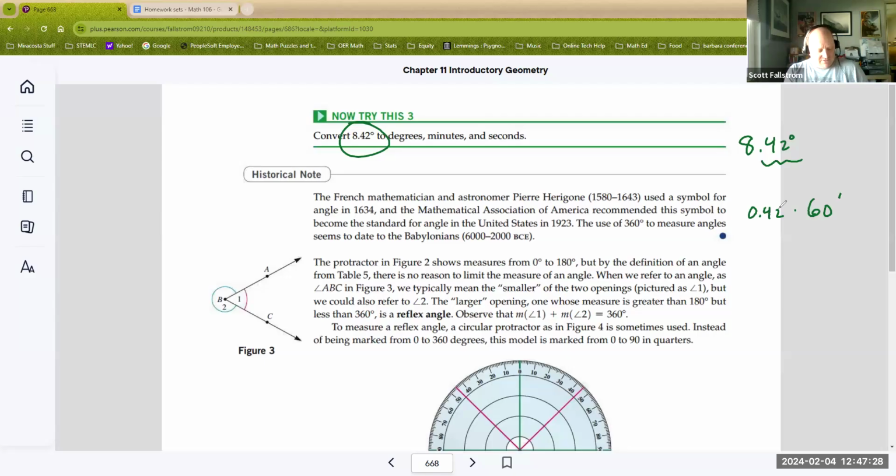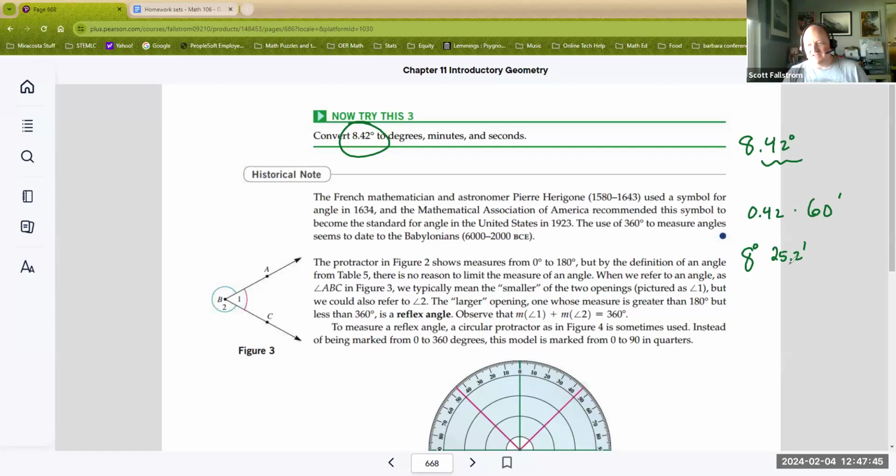Let me grab my calculator here and see what I get. 0.42 times 60 gives me 25.2. So what I have now is 8 degrees and 25.2 minutes. That's what I got. But see this 0.2?